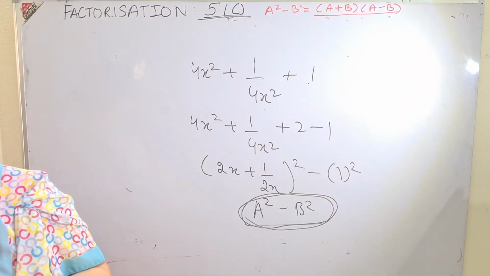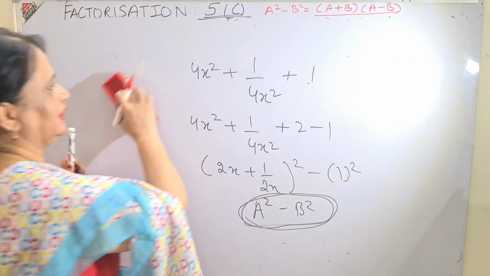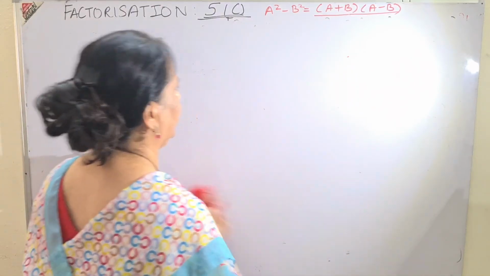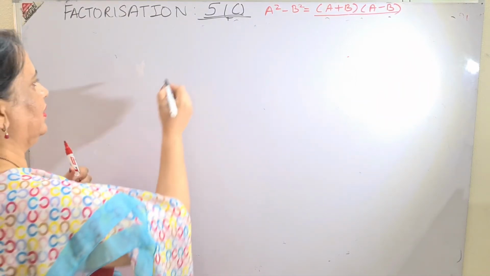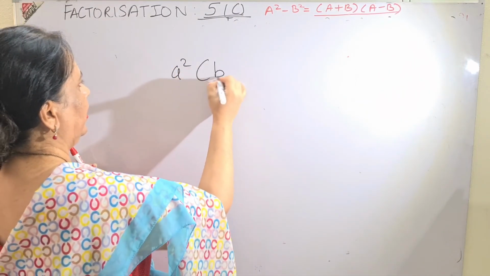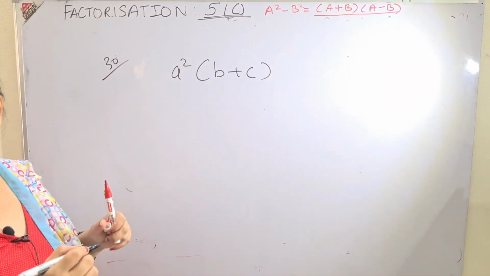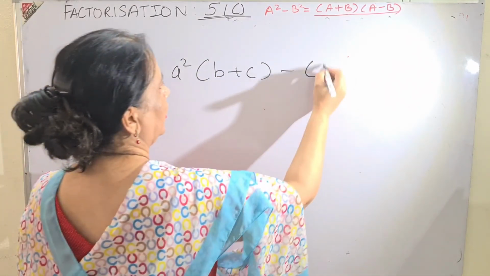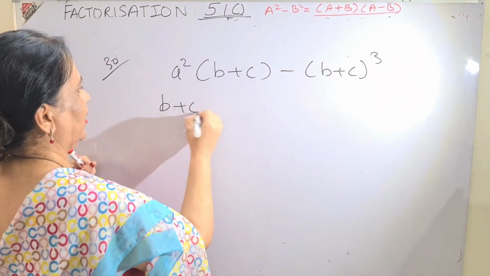Then moving on to the last sum, 30th: a square into b plus c. A square into b plus c. So very simple sum. Again, same method, a square into b plus c. This is the 30th sum of the exercise. b plus c minus b plus c whole cube. You take common, children. The question is in your hand again.